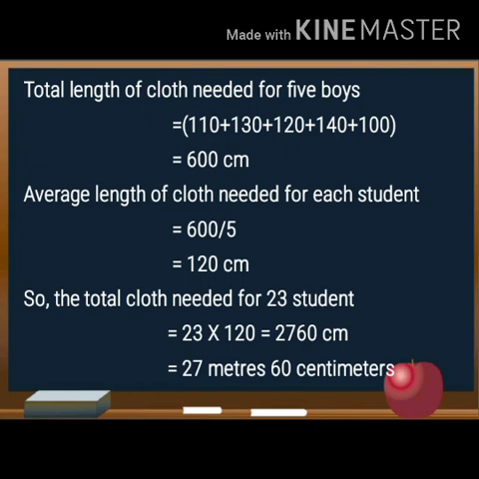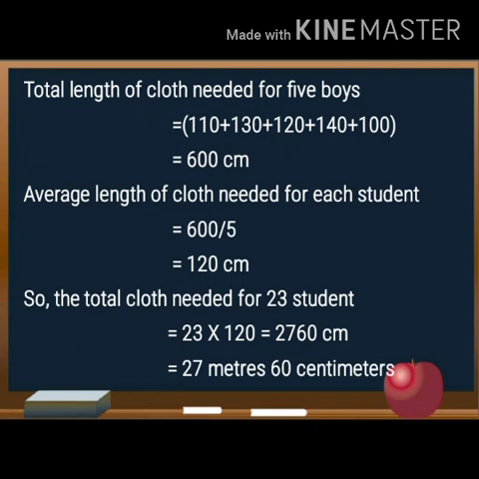Since they are all in the same class, there wouldn't be much difference among the length needed for them. So we can estimate the total length of the cloth needed as 23 into 120 centimeters, that is 2760 centimeters, that is 27 meters and 60 centimeters.